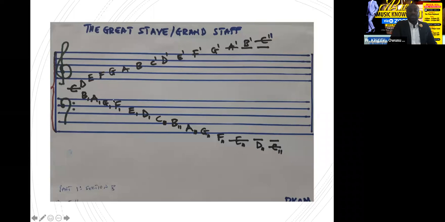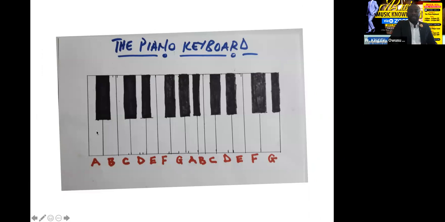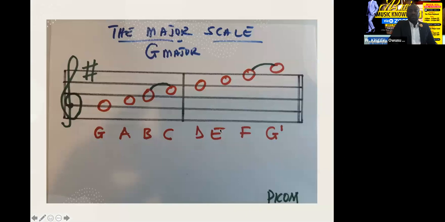Okay, so let's look at the piano keyboard. On the piano keyboard, we have these names: A, B, C, D, E, F, G, then A, B, C, D, E, F, G. Now, what is the major scale of G major? These are the features of G major.